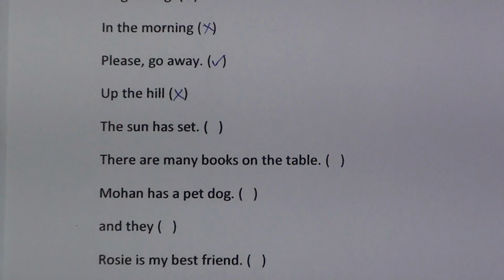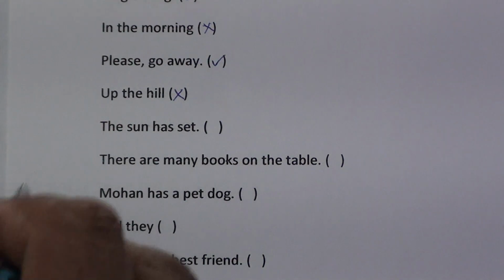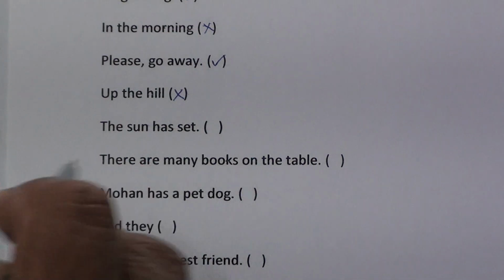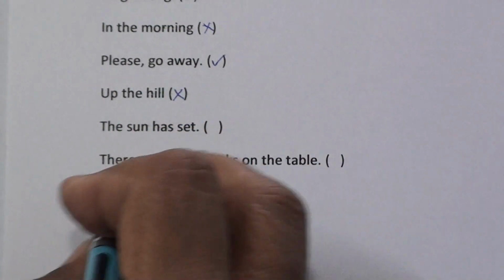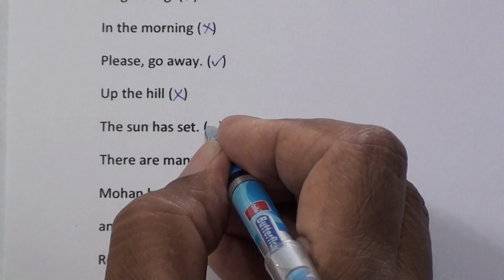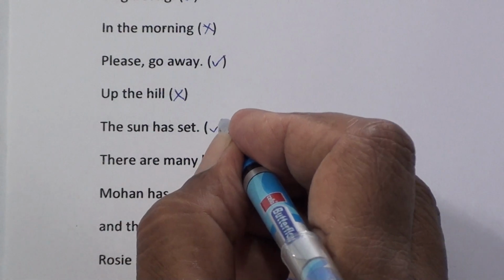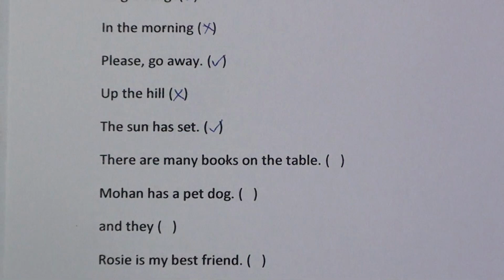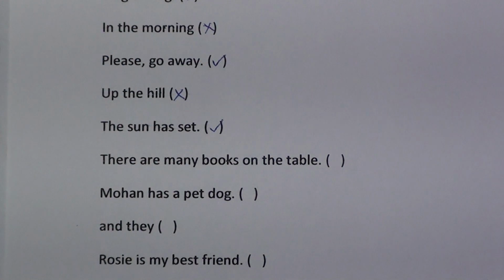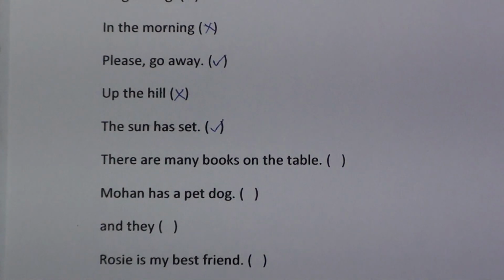So the sun has set makes a sense. So it is a sentence. Therefore, we will put a tick against it. The sun has set is a sentence.